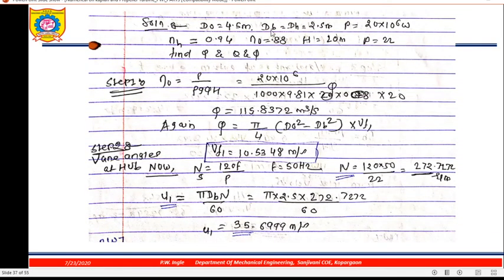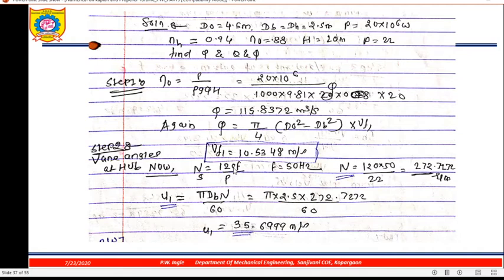So DO is 4.5, DB equal to DH, that is hub diameter, 2.5. P is 20 into 10 to the power 6 watt. It is given in megawatt. Hydraulic efficiency is 0.94. Overall efficiency is 0.88. H equal to 20 meter and number of poles are 22. Okay. Now step 1. Overall efficiency is P upon rho G QH. Okay, so it is in watt. So rho G QH is also in watt. So Q you are getting 115.8372 meter cube per second. Again, Q is what? Pi by 4 into DO square minus DB square, times VF1. So VF1 you are getting here.